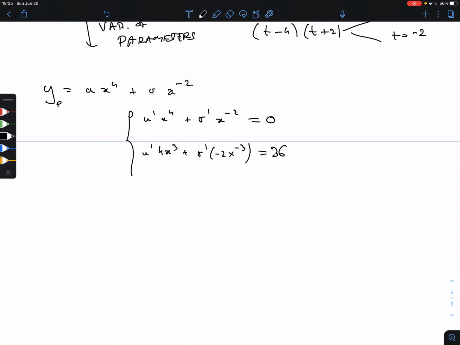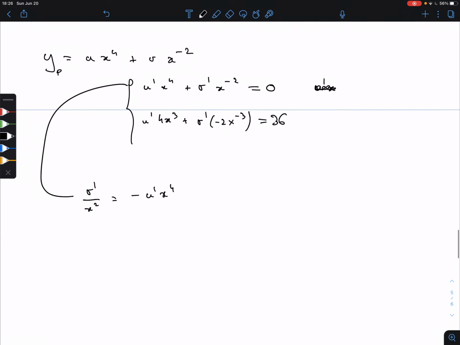Okay. So let's see here, we can solve in the top one here, right? Let's solve for v prime, perhaps, that is less work. So I'm going to use the first: v prime over x squared is equal to minus u prime x to the fourth. Bring that to the other side, and then bring the x squared to that side. So v prime is equal to minus u prime x to the sixth. And now I can plug that into the second equation.